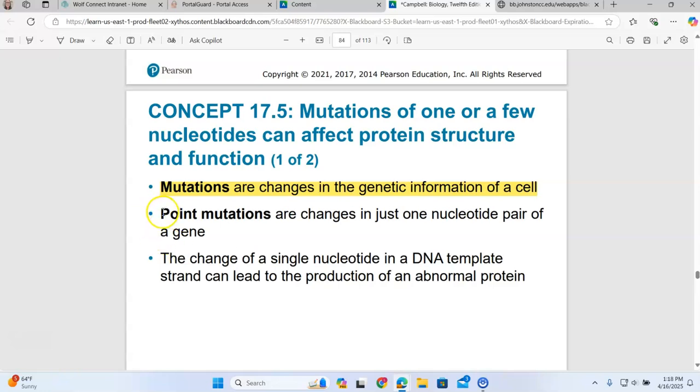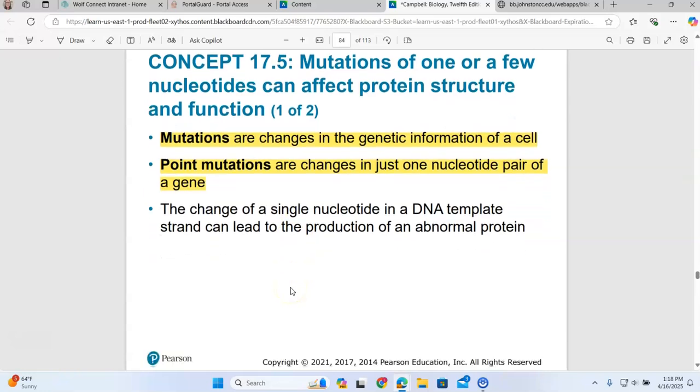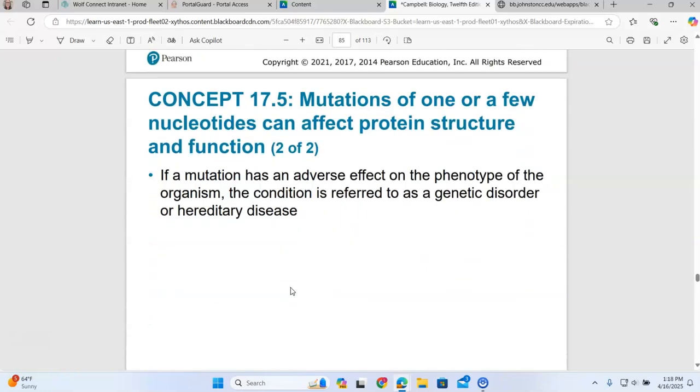So one type of mutation is called a point mutation. That means just one nucleotide is different. It's just a change in one nucleotide. A point mutation at one point in the DNA code.